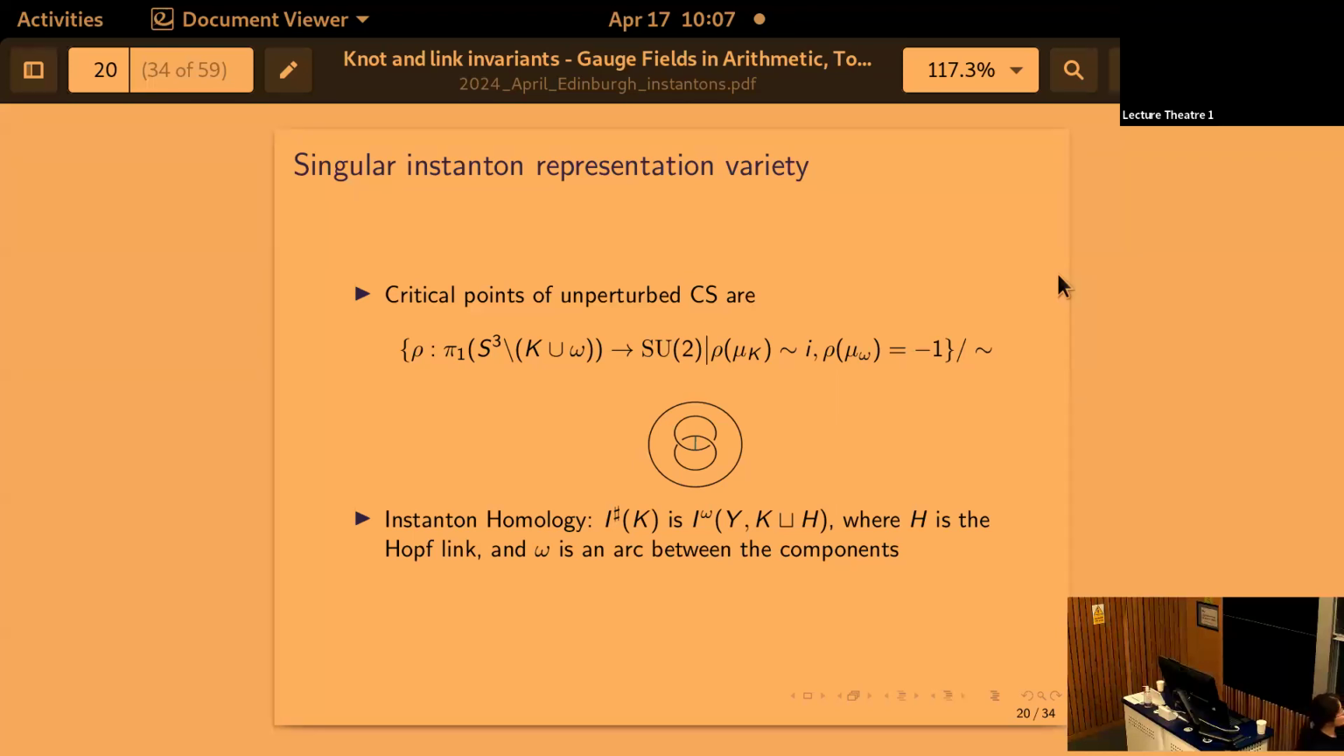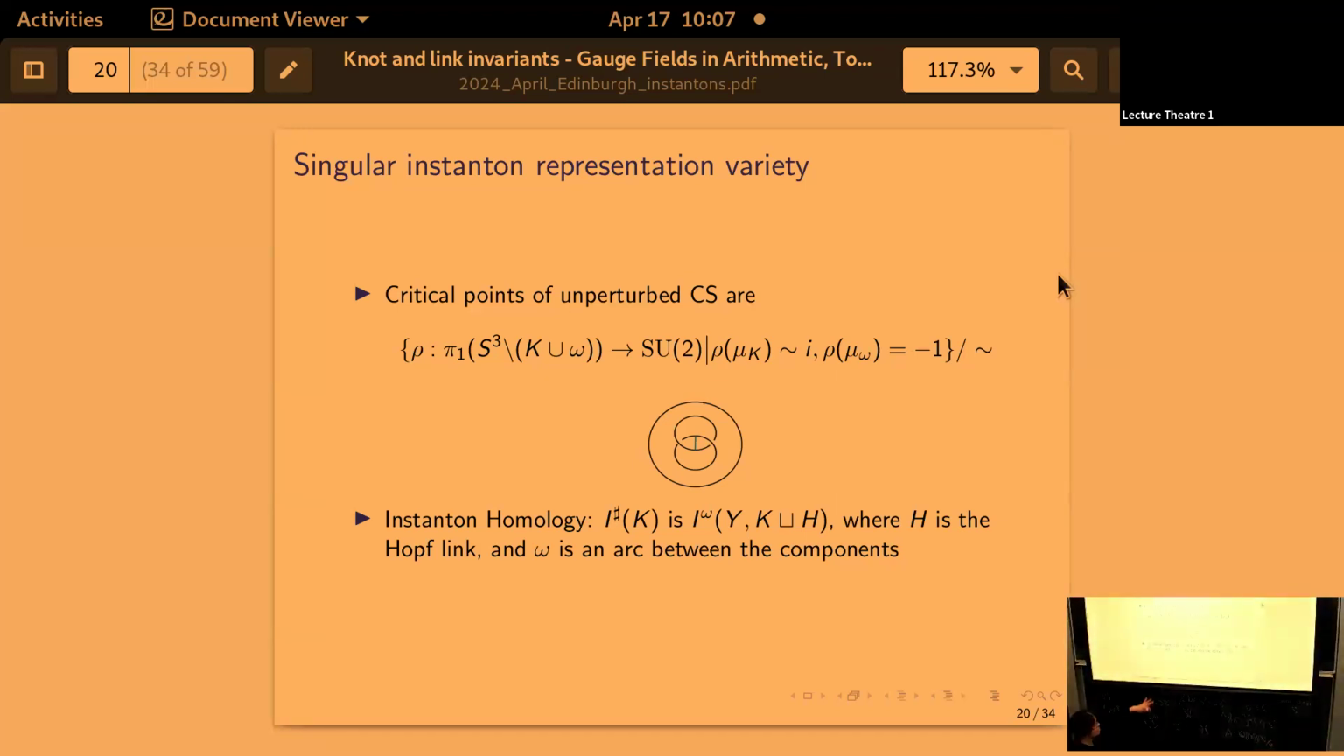But for the flat connections, in this situation, if you have a knot in S3, you can explicitly compute what the critical points are by asking: what are flat connections? A flat connection is defined by looking at the holonomies, which gives you a map from the fundamental group of the link complement to SU2. In this case I still have to take the complement of omega, but don't think about it too much.